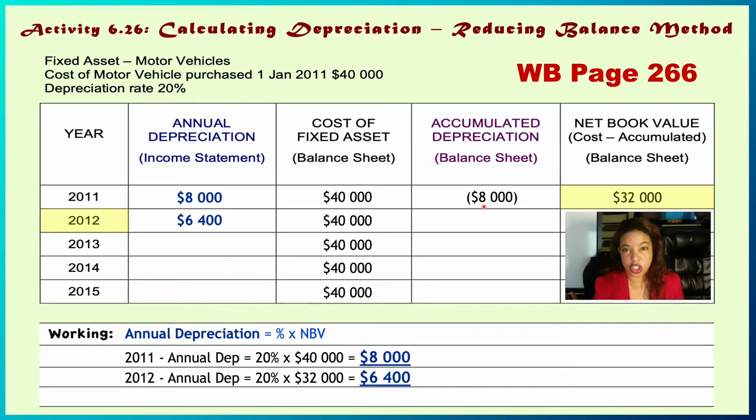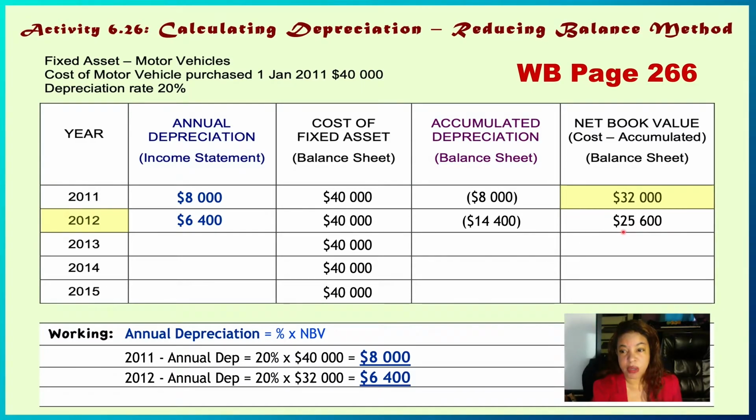You calculate your accumulated. Your total depreciation is now the 8,000 plus the 6,400. So you will now have 14,400, which you subtract from your cost to get your new net book value, which will be 25,600. And once you just maintain those steps, you go to 2013: 20% by 25,600, you get an annual depreciation of 5,120.